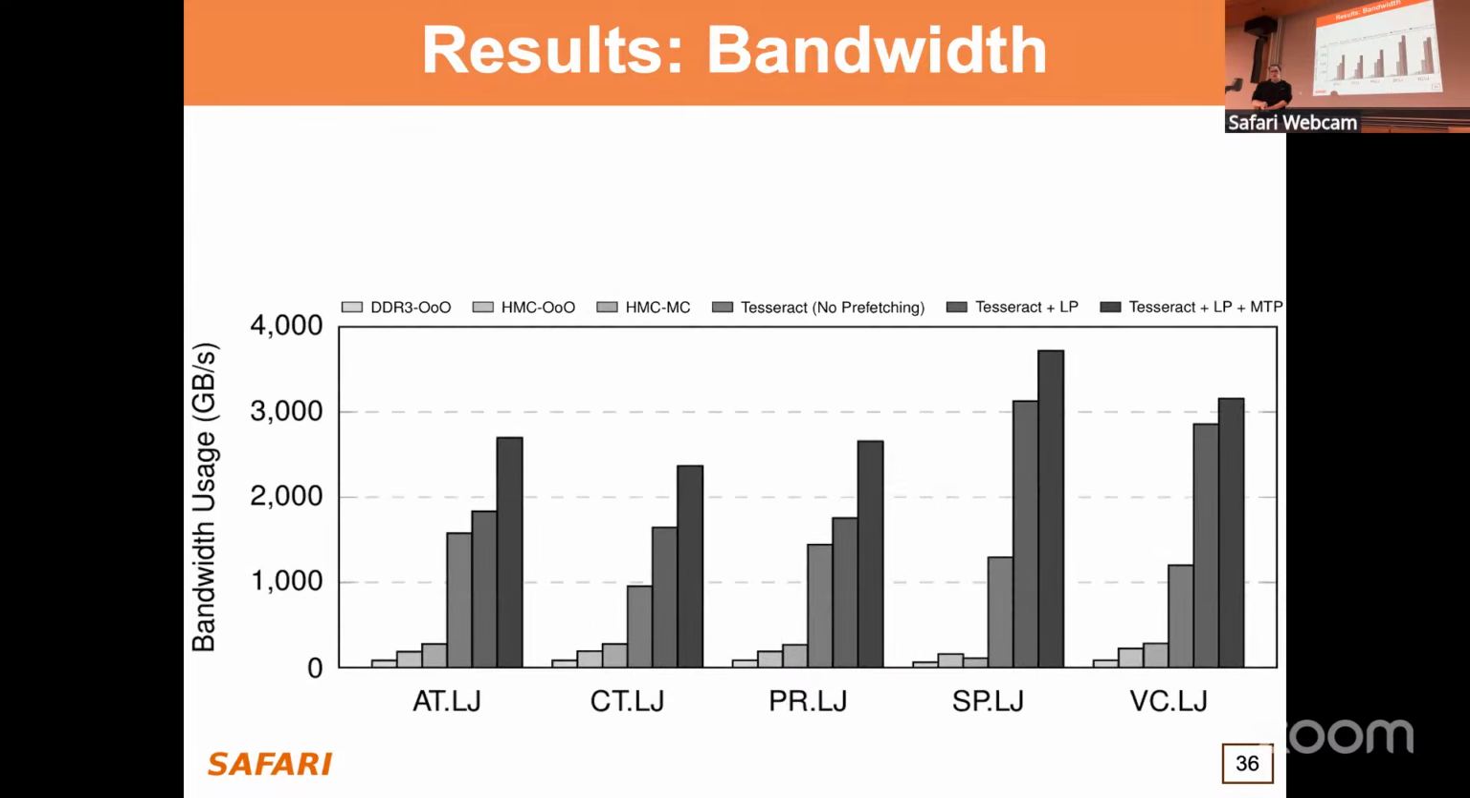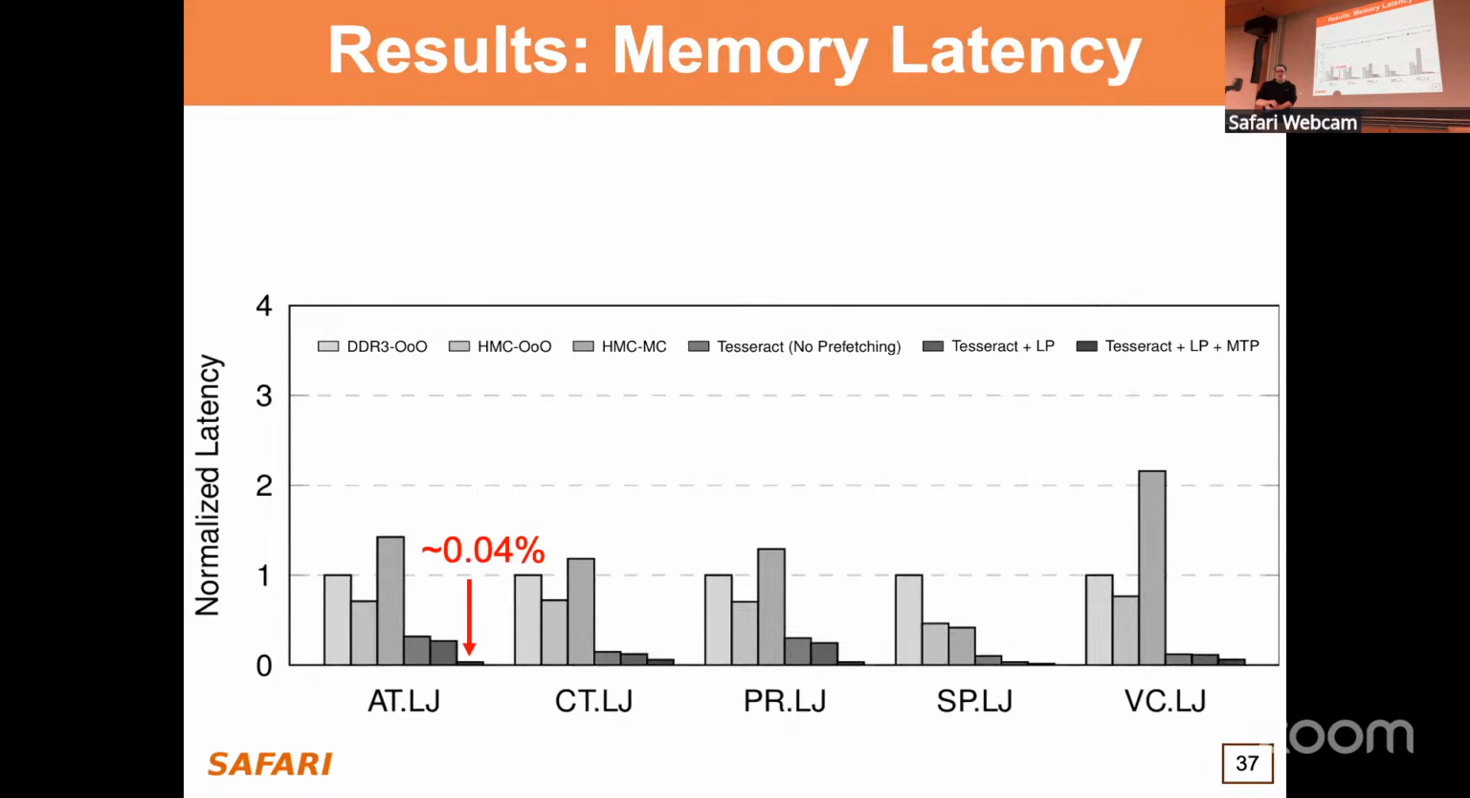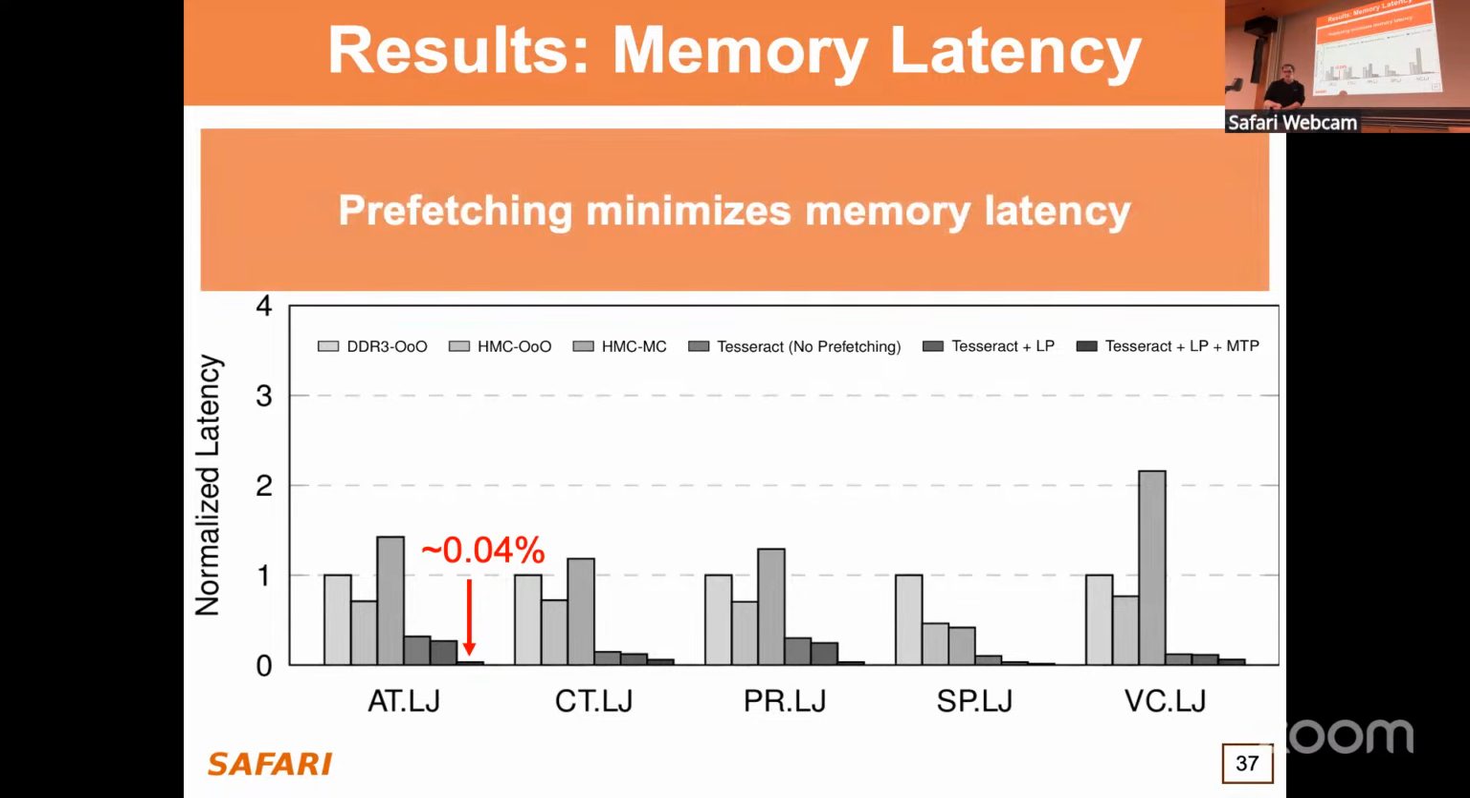Also, one evaluation was about the usage of the bandwidth. Once again, here we can see that Tesseract introduces a way higher available bandwidth, which will also be used for the messaging system. So the communication utilizes the complete available bandwidth. Also, the memory latency, as already discussed, the prefetching minimizes the memory latency, and the non-blocking remote function calls can really hide the memory latency.